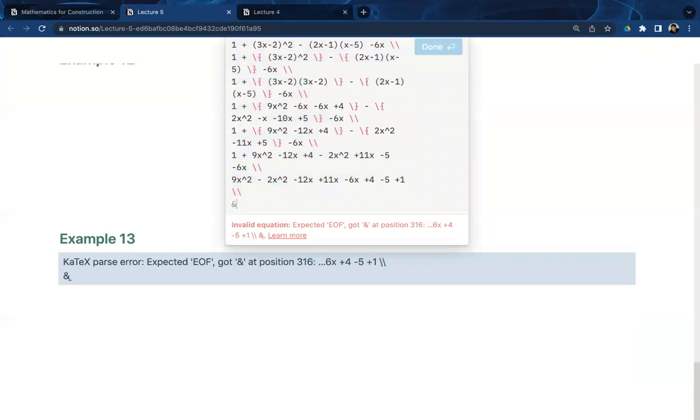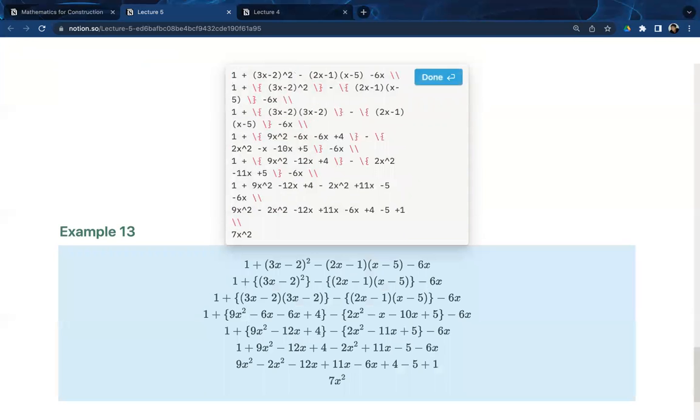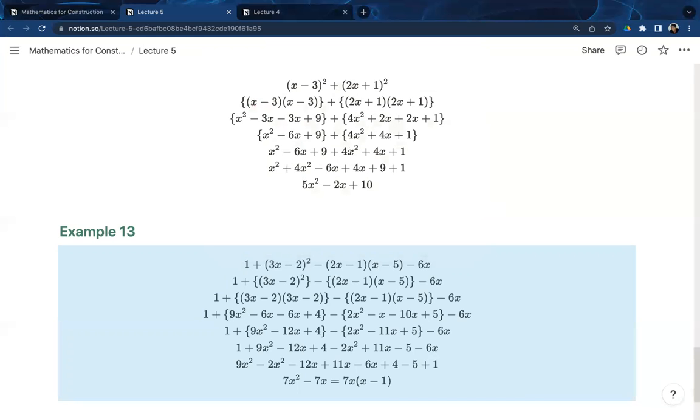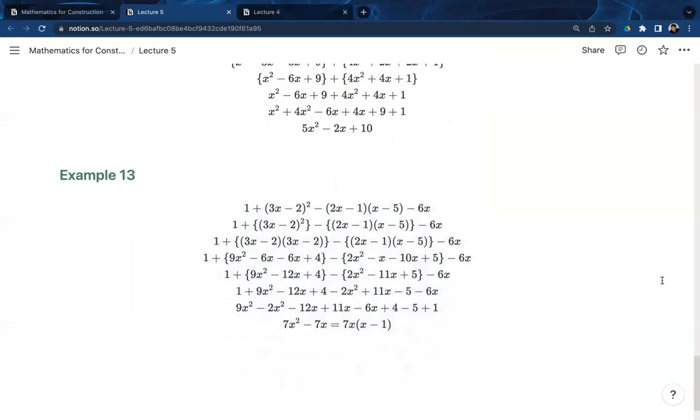So 9 minus 2, 7x squared. Minus 12 plus 11 is minus 1. And minus 1 minus 6 is minus 7x. And 4 minus 5 is minus 1. Minus 1 plus 1 is 0. So I get 7x squared minus 7x. So 7x into x minus 1, when you do factorize at the end. And that's the answer there, essentially, right?